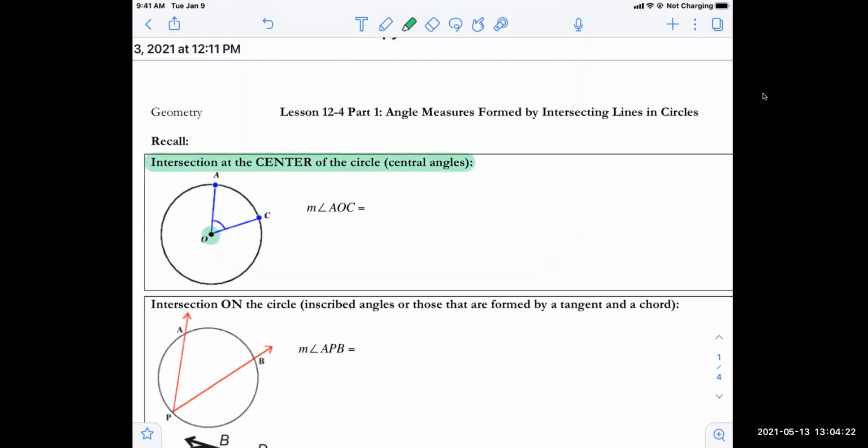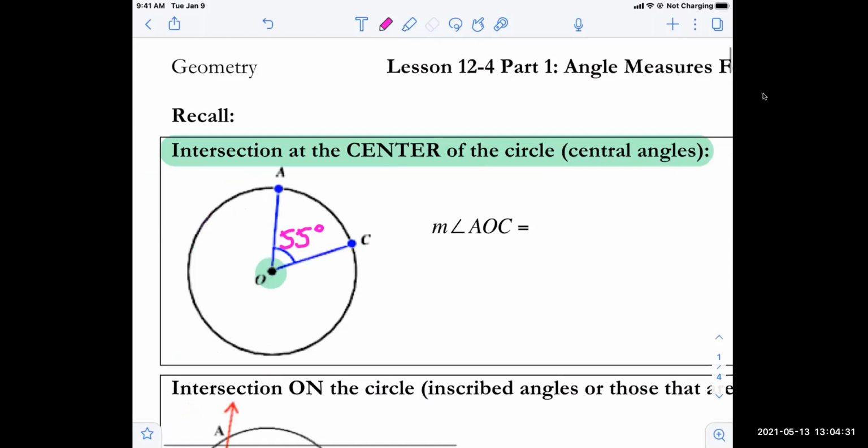There's the vertex of the angle. If this was 55 degrees, what's the measure of arc AC? 55. That's a central angle. The measure of the angle is equal to the measure of the arc. That's actually how we define the arc measure. The central angle measure determines the arc measure.